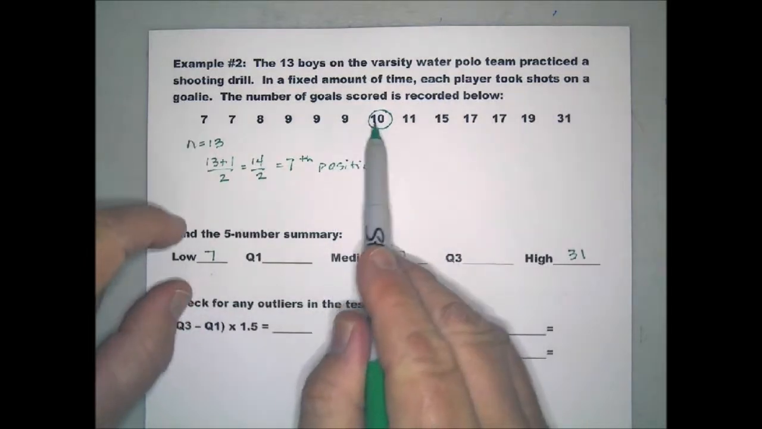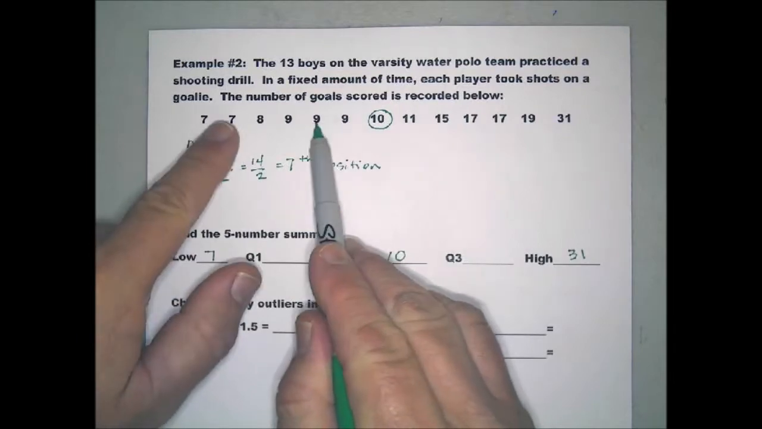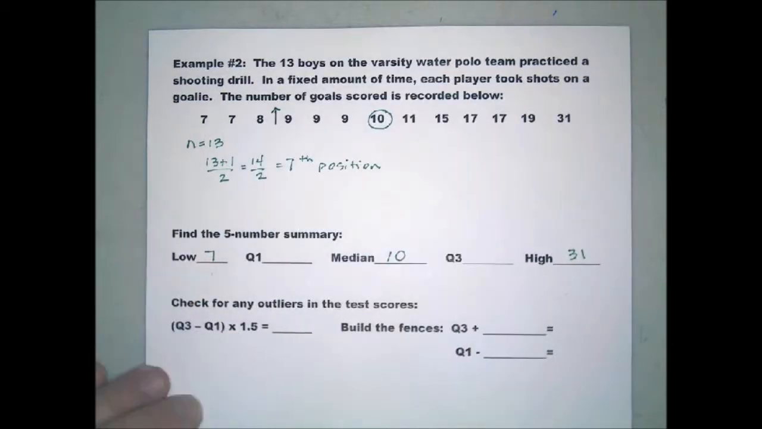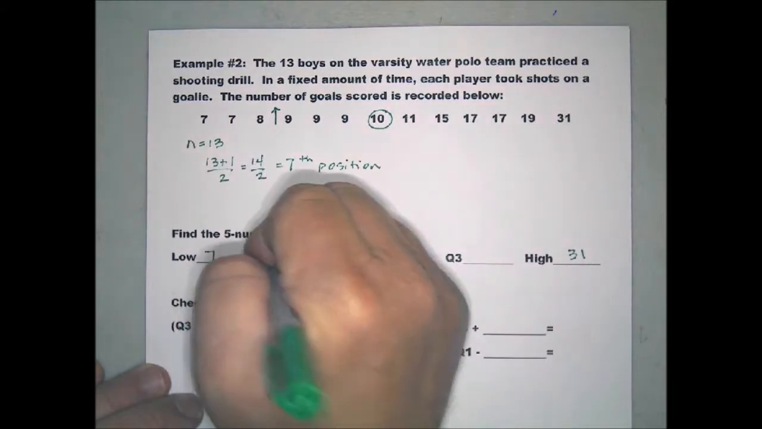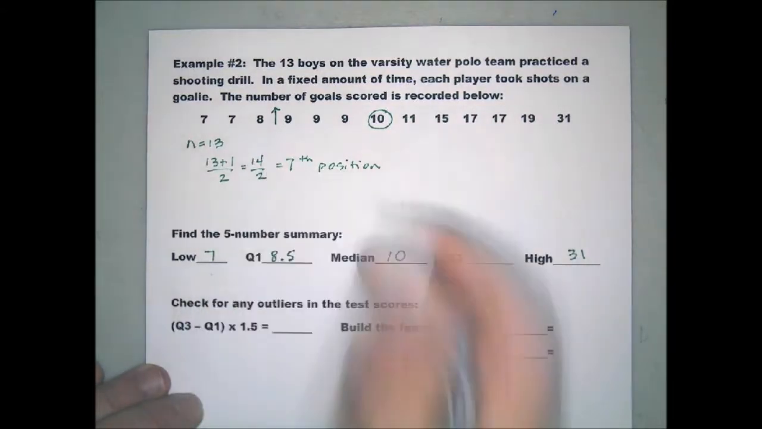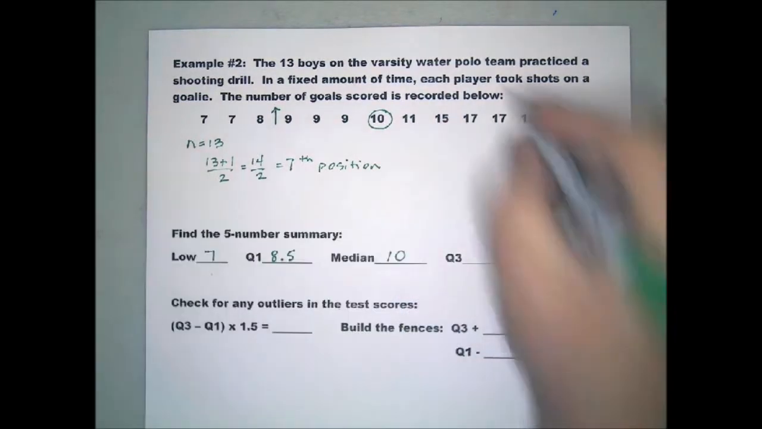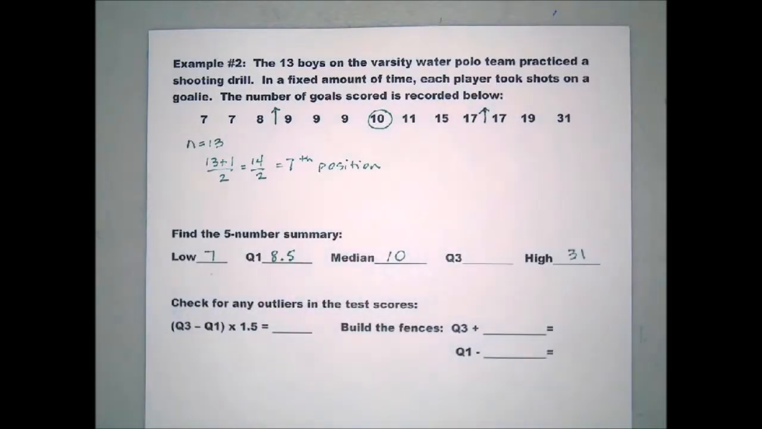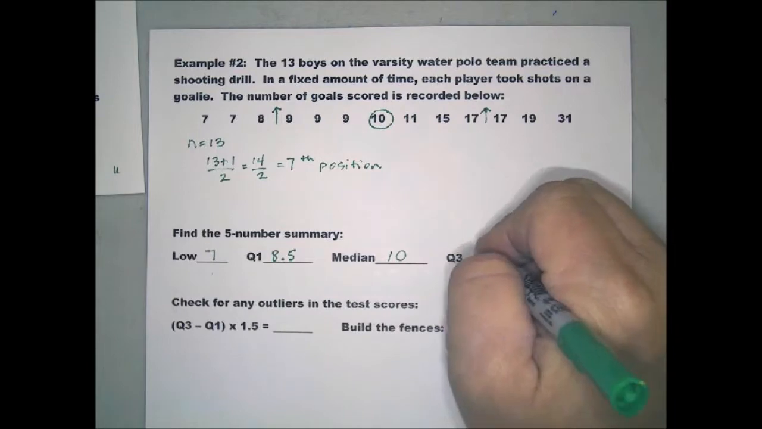Now, don't include the median. Just look at the lower half of the data and work your way in. And you find that the first quartile is found between these two numbers. And since they're 8 and 9, they are 8.5. And up here, if you work your way in, the third quartile is found between those two numbers. But since both of those numbers are the same number, then what that really means is the third quartile is simply 17.